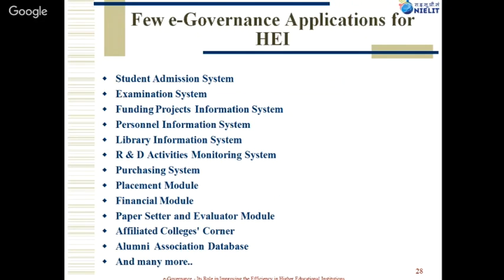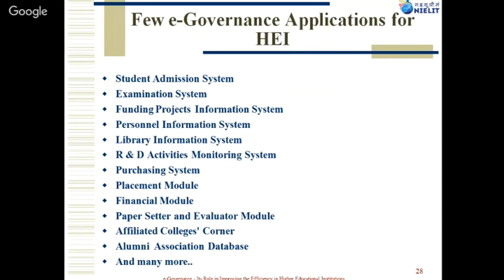Funding project information system. Every higher education institution gets funds for implementation of certain projects, maybe R&D or others, regularly. So we can have an information system placed for implementation of such schemes so that funding status can be known. The progress of the project in terms of funds as well as physical targets can be easily known. PIS, that is, personal information related to employees. Library information system: which books are available, authors, titles. So many things are related to the library that must be known.